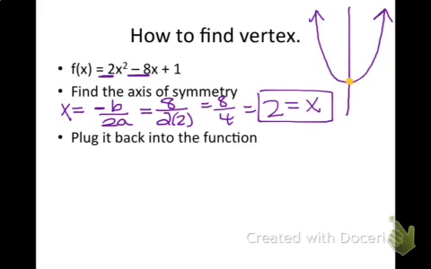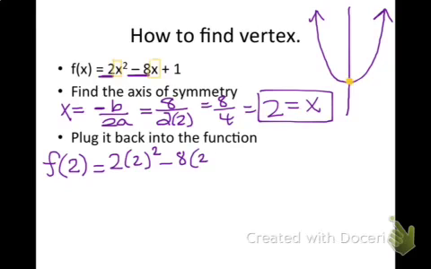But for a vertex, your vertex is actually a point. So you have to plug it back into your function in order to find out what the y value is. So what we're going to do is we're going to plug in our x value, which is 2, into our function. So that's going to give us 2 times 2 squared minus 8 times 2 plus 1. Notice I'm using parentheses when I plug in.